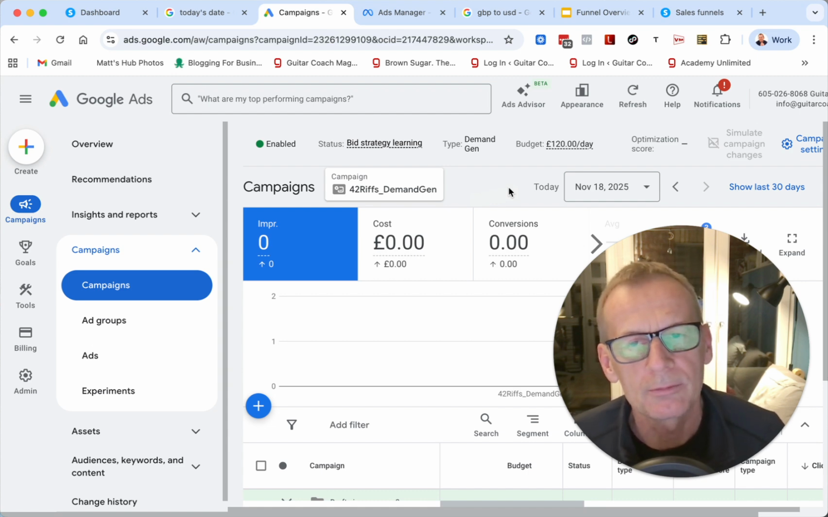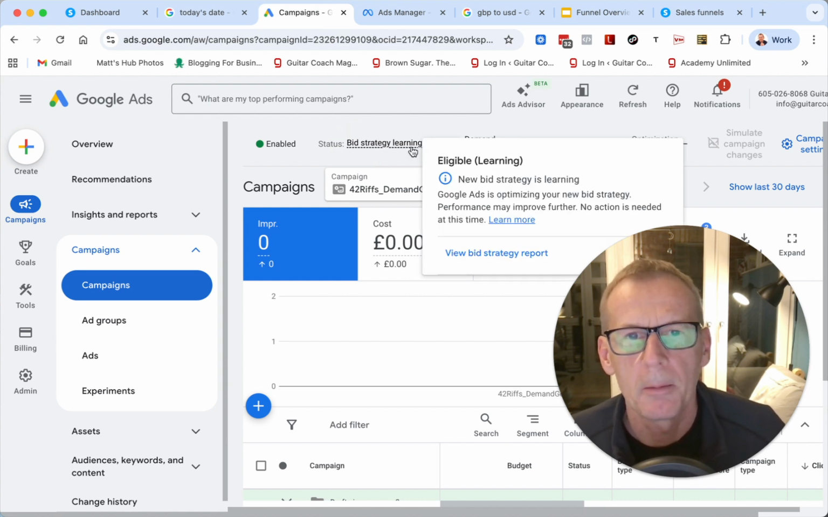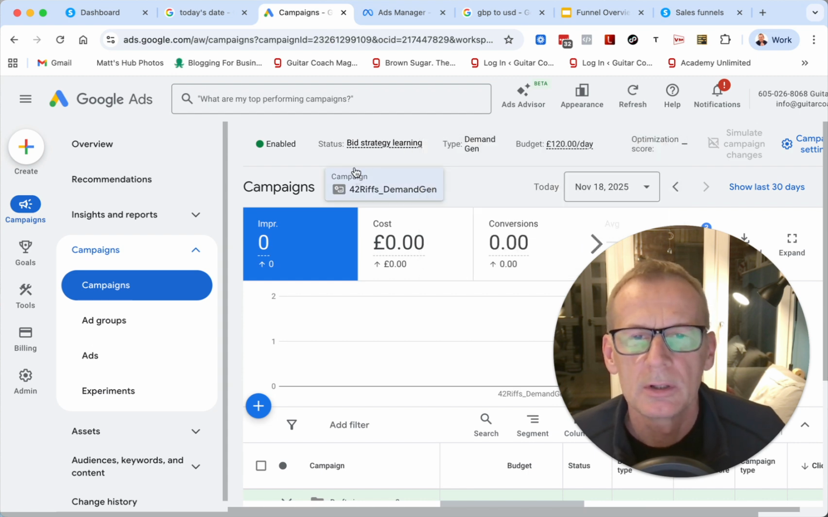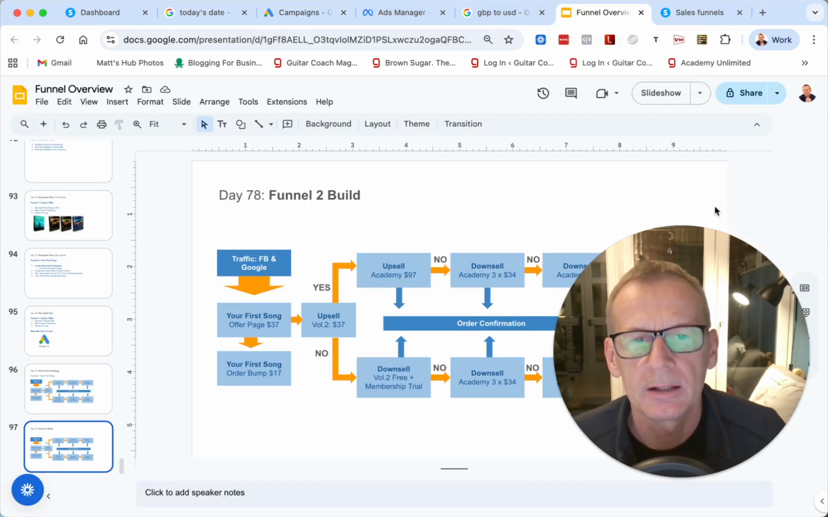Anyway, so I had to switch the bid strategy. As we can see now, it's in this learning phase because I've just set it up as maximizing conversions. So I guess it could be another 24 to 48 hours before we start to see that doing anything. But so that I can leave that alone. So yes, onto the new funnel.